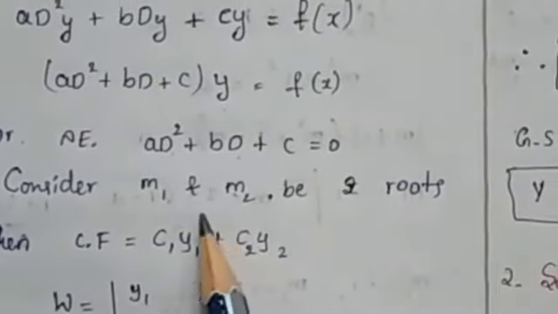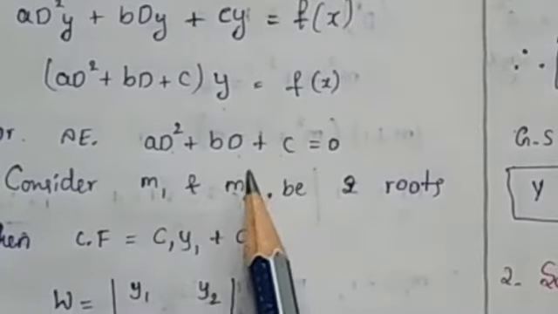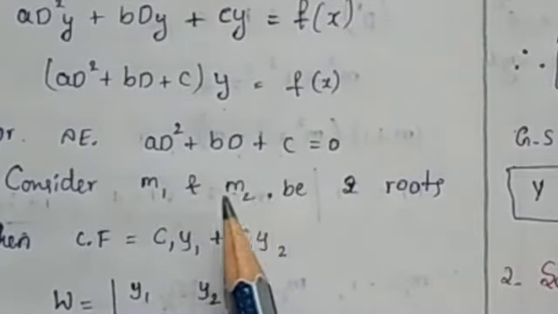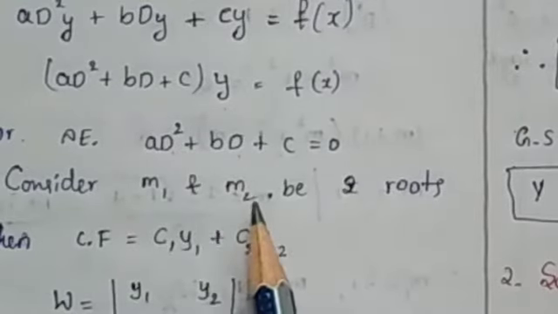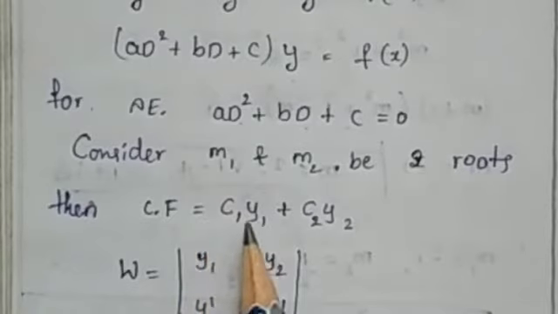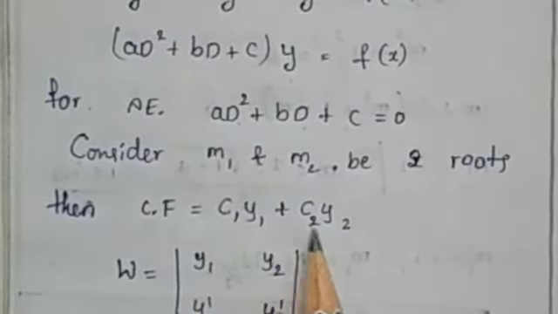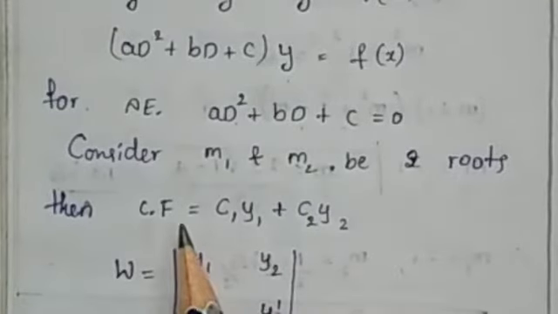Let us consider m1 and m2 to be the two roots. If you solve this, you get two roots, considered m1 and m2. Then the complementary function is equal to c1 y1 plus c2 y2. This is the complementary function.